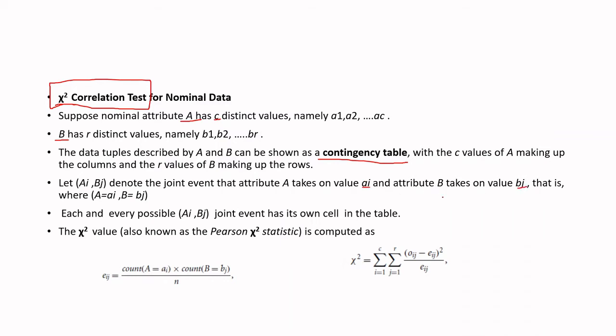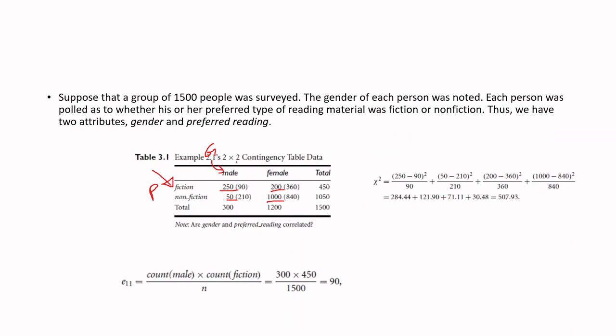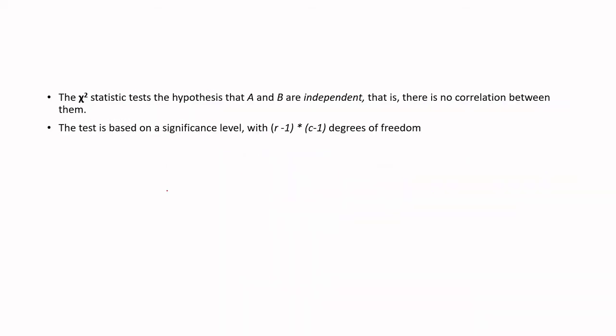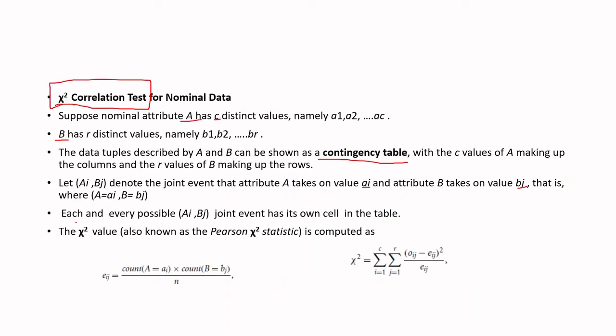Okay. That is what we saw here. Attribute A takes on value male and attribute B takes on value fiction. So for the corresponding numbers, we find out the numbers. So for each and every possible AiBj joint event, it has a cell in the table and you fill out the cell with the data.